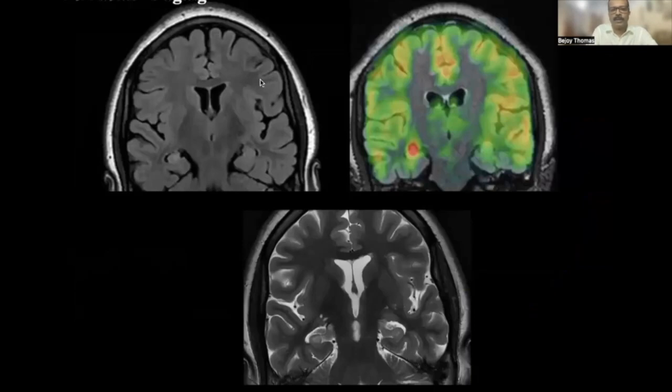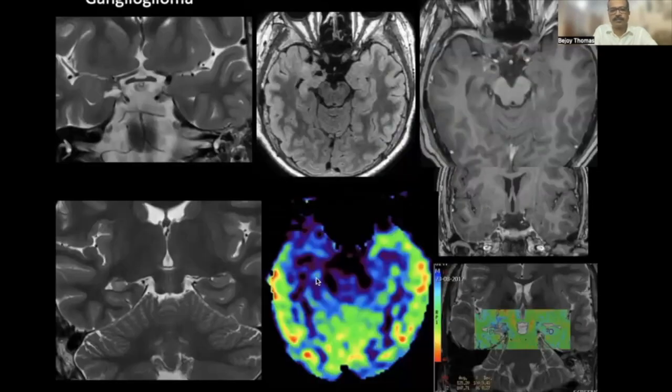Whereas in the periictal stage, when you image the patient immediately after a seizure, you can see there is some swelling of the hippocampus. At the same time, you can see high perfusion of the hippocampal region, and this is what you see in the periictal phase.